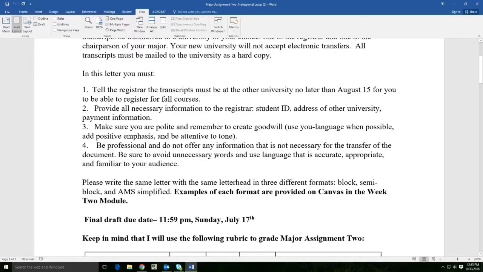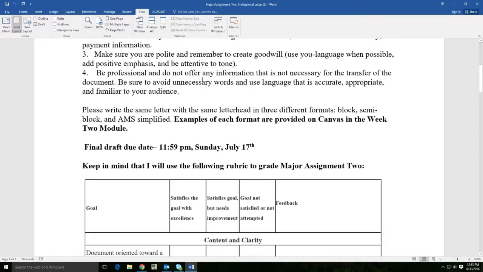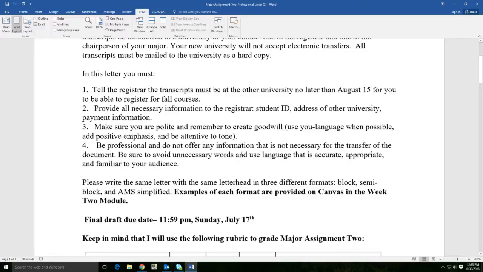You're going to thank them for their time and generate goodwill. You want to make sure the registrar has all the necessary information and that it's really easy for them to glance at the letter and find it. You want to make sure you're polite, generating goodwill, using you language and positive emphasis, and that you're attentive to tone and professionalism. Do not offer information that is not necessary to the transfer of the document. The registrar is not going to care about the personal situation behind why you're transferring or that type of thing. So make sure you're only including relevant information.